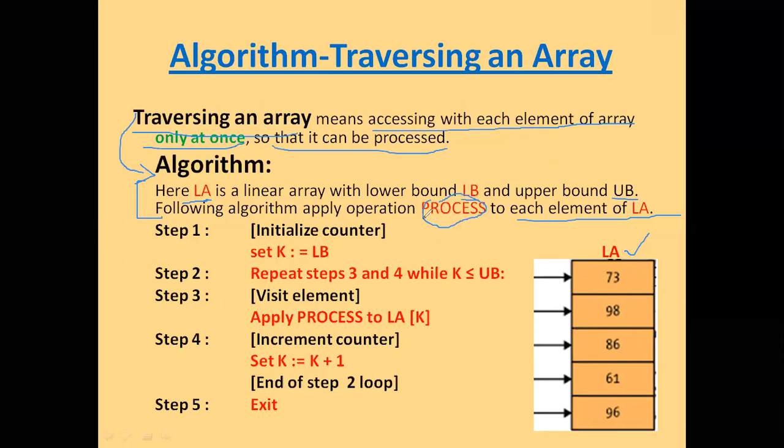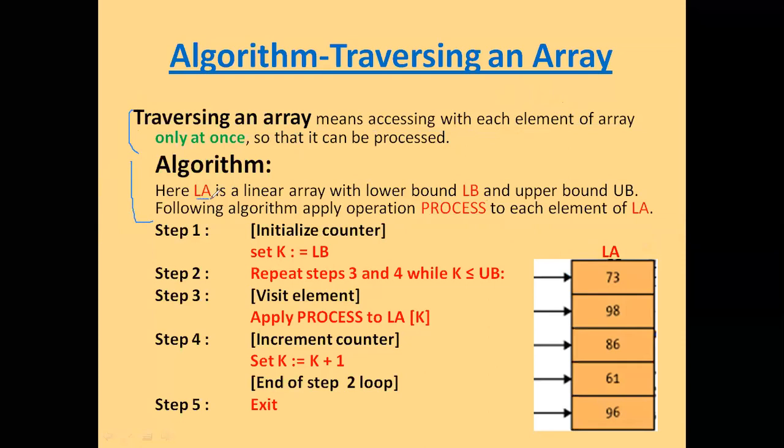So we gave it a name: this process, when I visit this element, I will apply this process here. So this process can be addition of 5, multiplication by 10, or searching for 86, anything. Okay, so we are using in the algorithm a general term that when I visit each element of the array, I will do this process. Understood? So what is the algorithm?